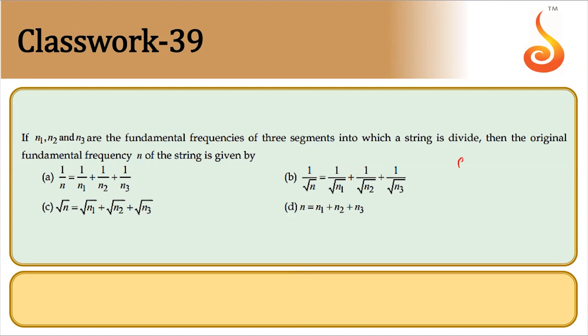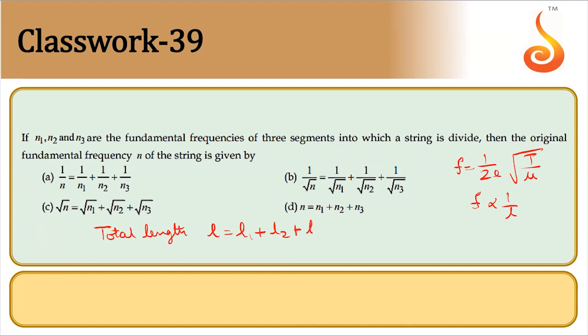See, frequency of a vibrating string is given by 1 by 2L root of T by mu, where mu is mass per unit length, T is tension, L is vibrating length. So clearly F is inversely proportional to L. So total length, if I take L, should be equal to L1 plus L2 plus L3. This is total length.